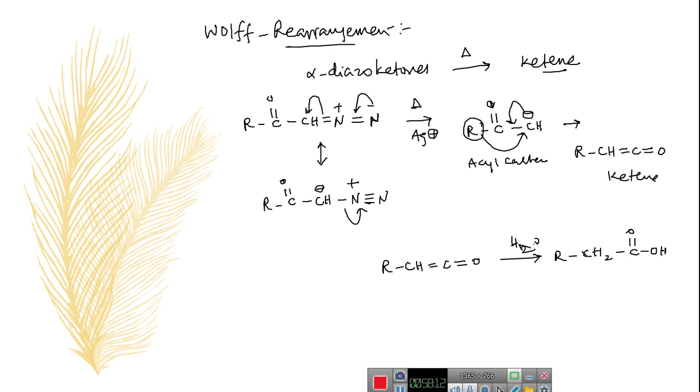This ketene further undergoes hydrolysis which produces carboxylic acid, or if you treat this ketene with amines you can also get the amides. In such a way you can have wide applications of carbenes in synthetic organic chemistry. So these are the carbenes that especially exist in organic chemistry, that is singlet as well as triplet carbenes. So this is all about the generation of carbenes and the types of carbenes and their nature as well as stability and their reactivity. Thank you.